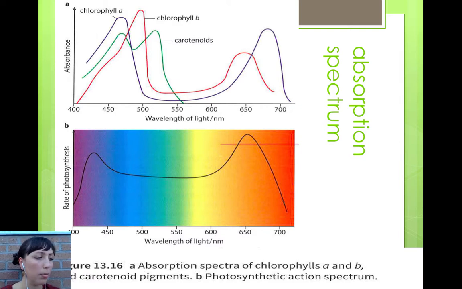So this is an absorption spectrum. It's a graph that shows the absorbance of different wavelengths of light by a pigment. An action spectrum is a graph of the rate of photosynthesis at different wavelengths of light. This shows the effectiveness of different wavelengths, which is, of course, related to their absorption and to their energy content. The shorter the wavelength, the greater the energy it contains.